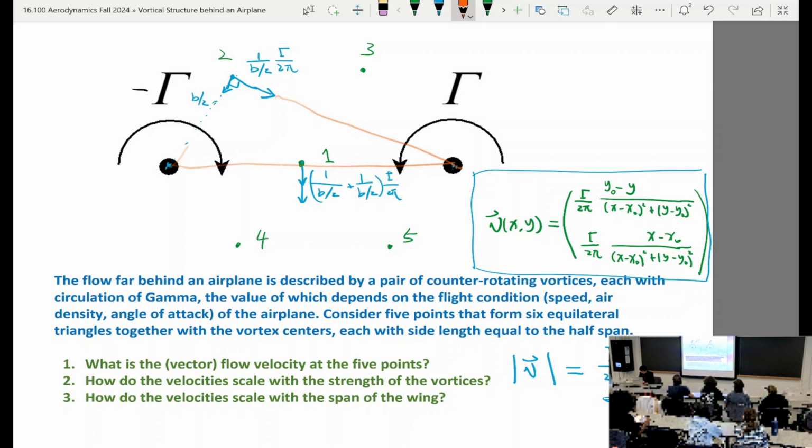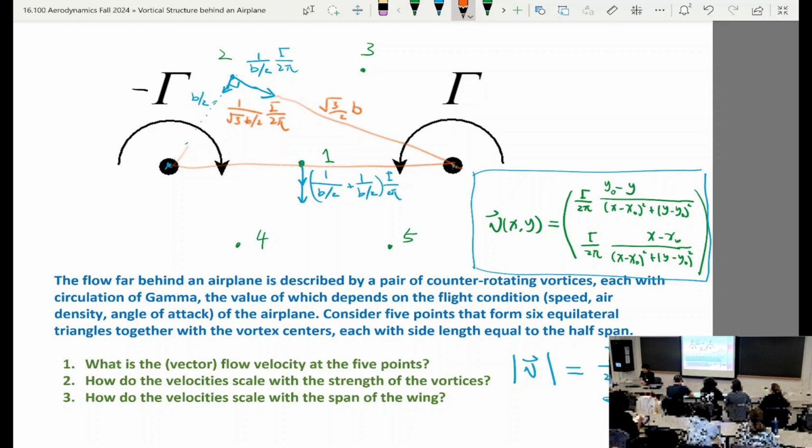we actually have a normal triangle here, and a triangle of 60, 30, and 90 degrees over here. So we actually have a square root of 3 over 2 b, right? A distance. So as a result of this, the velocity going downwards slightly to the left is actually 1 over square root of 3 b over 2 times the same gamma over 2 pi. Okay? All right.